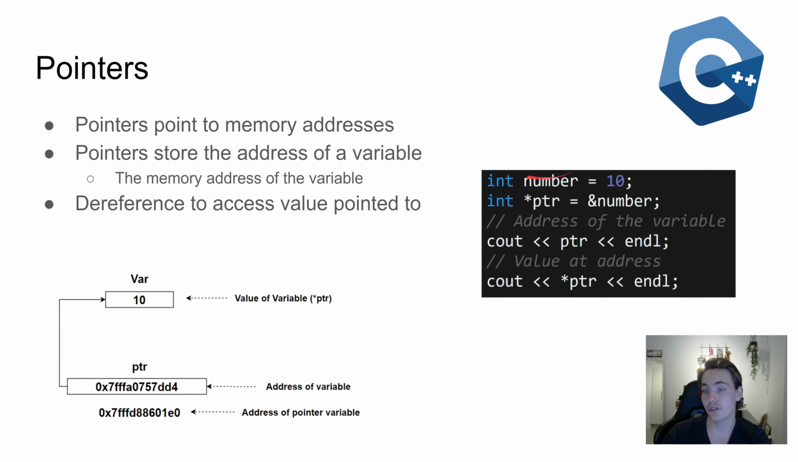So it will not return 10 in this case, but this reference will return the address of the memory where this value up here is stored. And then we will store that address in the pointer, so that pointer will point to the memory address where this variable 10 up here is stored.